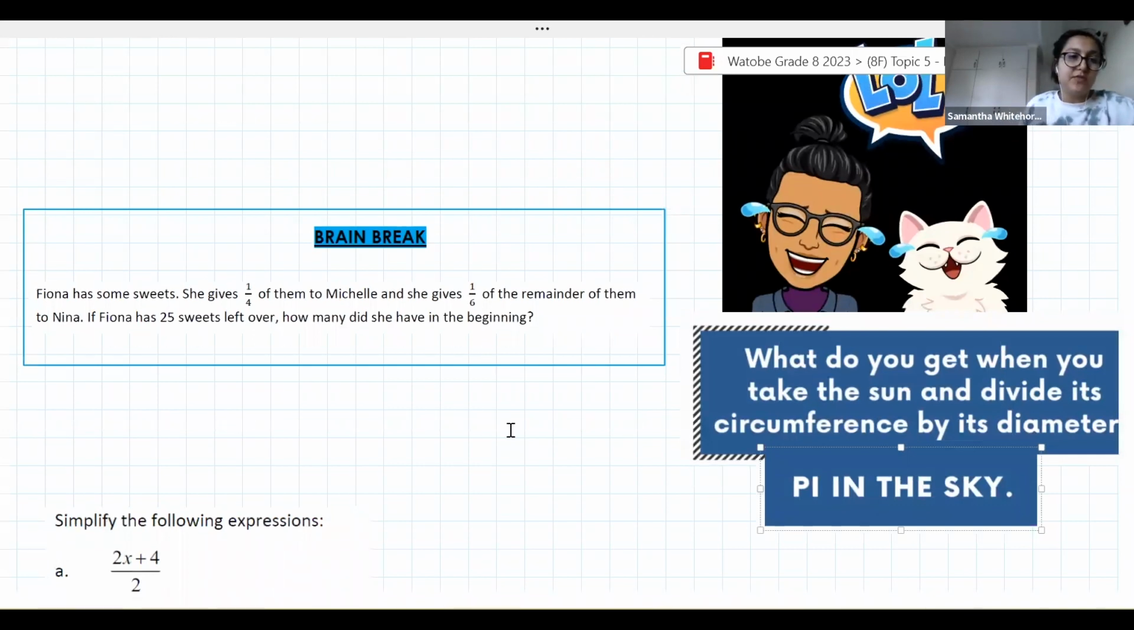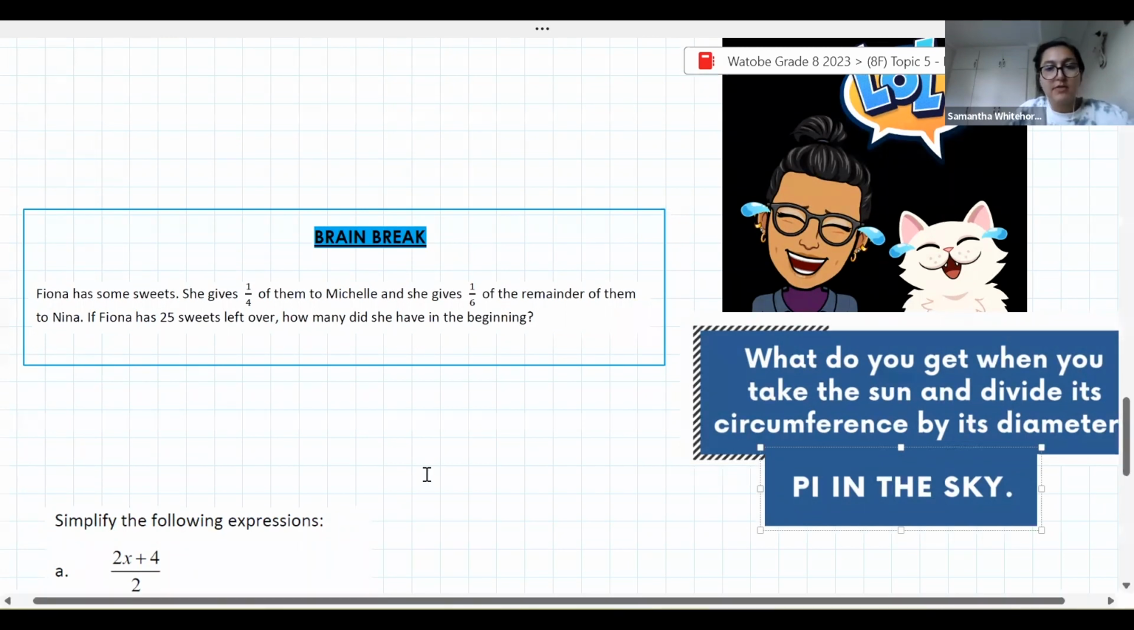The question says Fiona has some sweets. She gives a quarter of them to Michelle, and she gives a sixth of the remainder of them to Nina. If Fiona has 25 sweets left over, how many did she have in the beginning? So have a think, have a try.